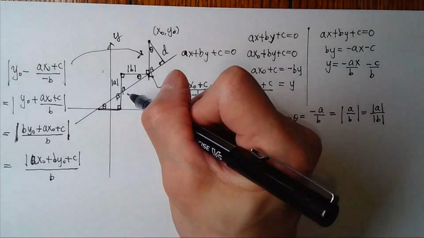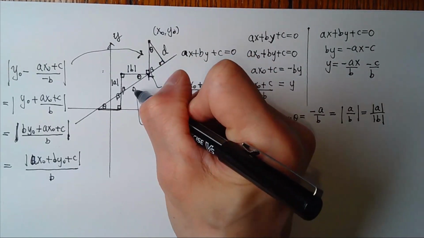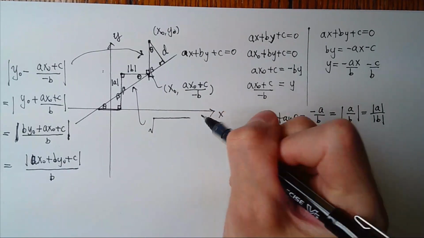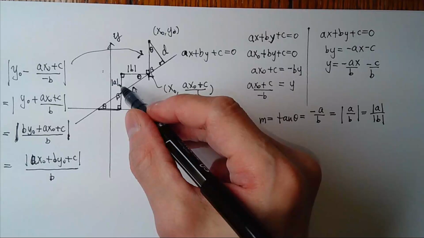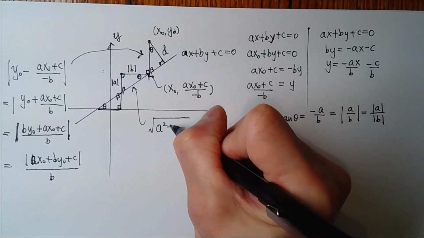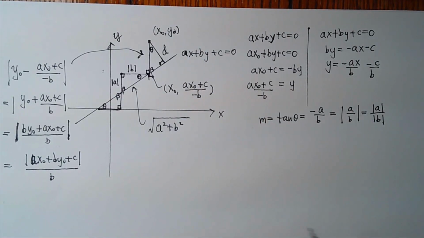And now, what is the hypotenuse for this triangle here? The hypotenuse would be just the square root of the sum of the squares of the lengths of these two sides. So it would be just the square root of A squared plus B squared. We don't worry about the absolute value sign here because A squared is always positive or 0.